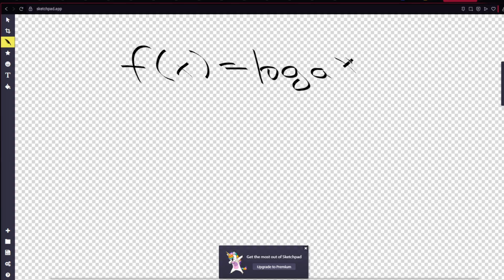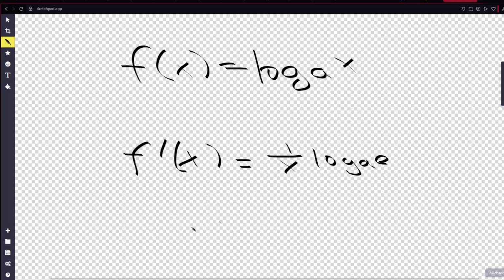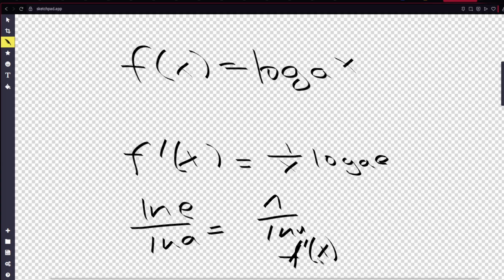So it's differentiable, and the form that they'll typically give you is f prime of x equals 1 over x log_a e. Interestingly enough, you can apply the change of base formula here, and they use ln e over ln a, just equal to 1 over ln a, such that the derivative of any logarithmic function is equal to 1 over x ln a.